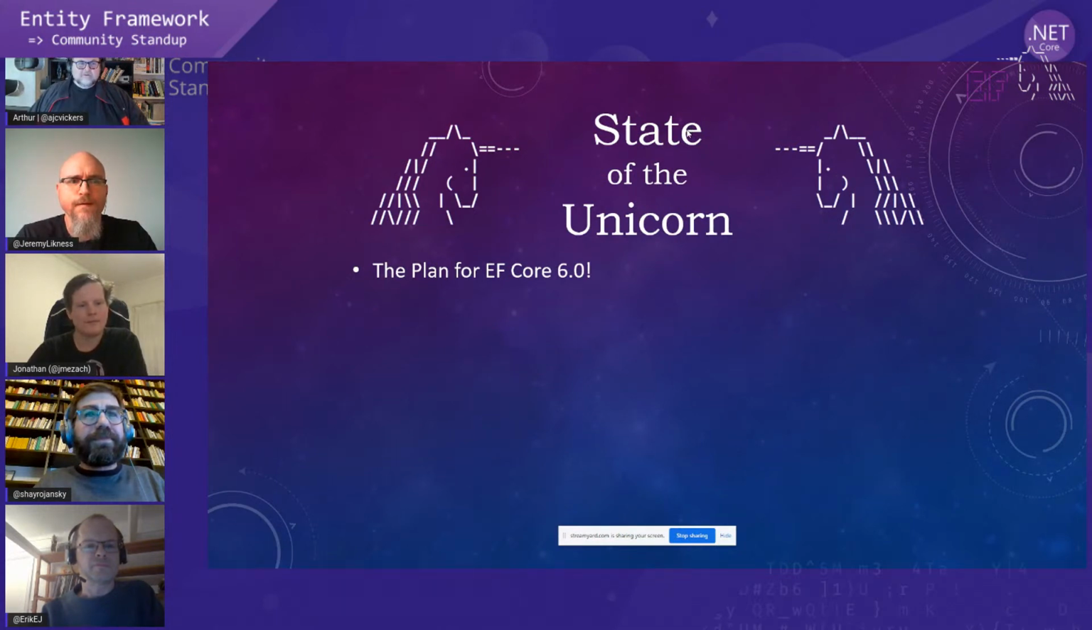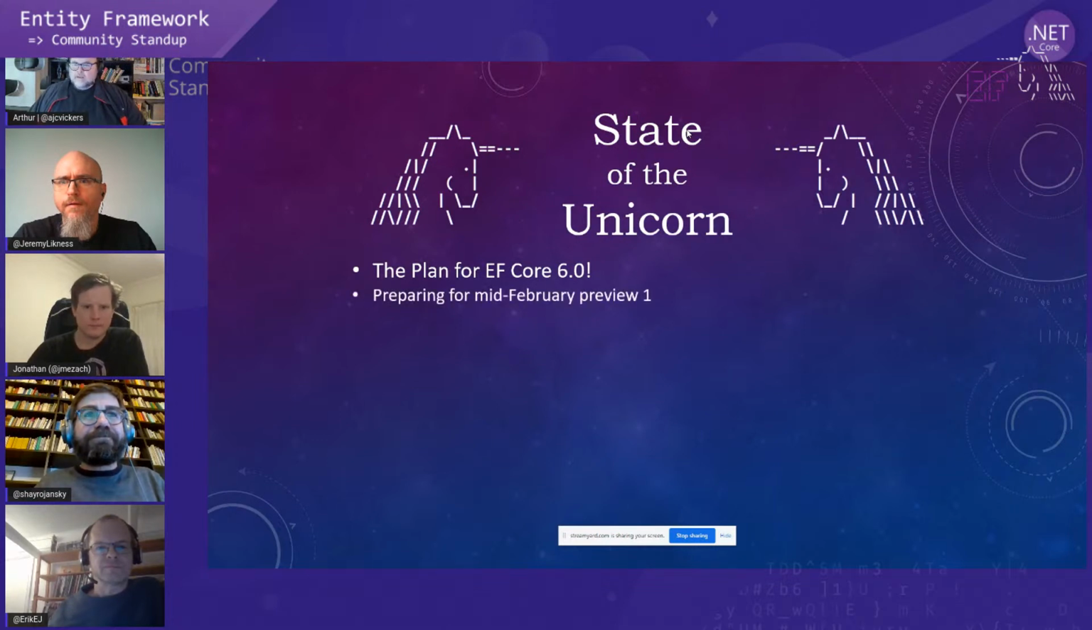Okay. So the plan for EF 6.0 is out there. We talked about it last week. When we show the links, we'll show a link to the blog post about it. We've got some great feedback on that, but we're always looking for more. Right now, we're preparing for the mid-February preview one of EF 6.0. So we're starting the preview one build now. So basically, anything that's currently checked in, which I'll go into in a second, is going to be in preview one in mid-February. Anything that goes in after this, the next one.